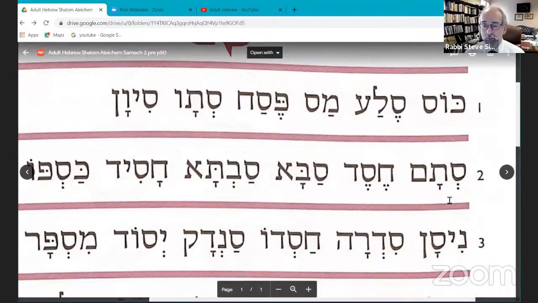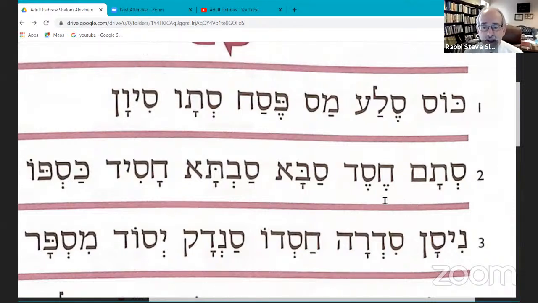Line number 2, Stam, Stam. Chesed means kindness. Chesed, very important core principle in Jewish life. Chesed, showing kindness to people, kindness to animals, kindness to the world. Chesed, very important. It's in many places in the Bible and in the prayer system and in holiday observance. Chesed, we talk about it a lot.